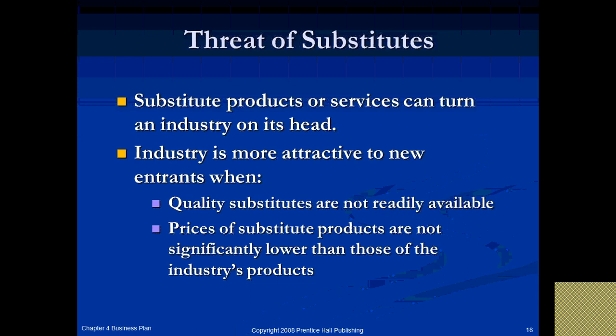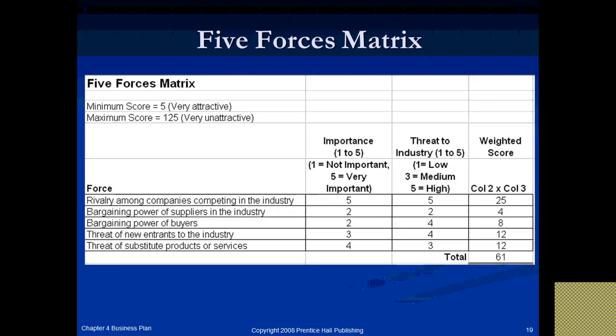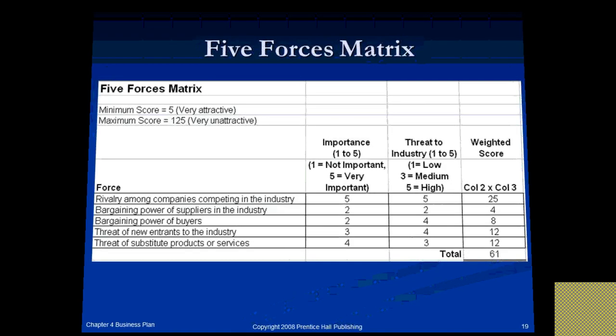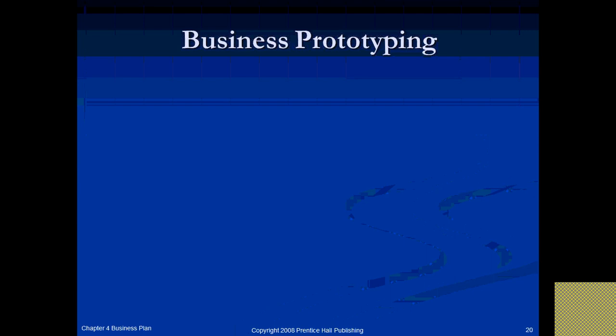Also, the prices of substitute products are not significantly lower than those of the industry products. So, the switching costs: if the prices of substitute products are not significantly lower than those of the industry, it's neither here nor there for you. You would rather get the original item than the substitute. Where switching costs are high, for us to switch to a substitute it must cost us more. It must inconvenience us to go and get a substitute. Alright? And now we're going to look at business prototyping.